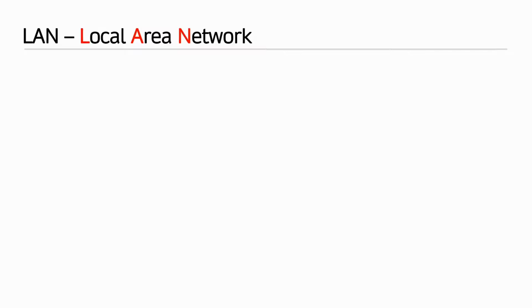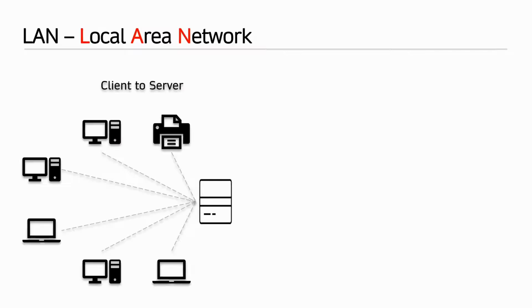There are two different types of local area network. One is client to server configuration. In this case, all client hosts are directly connected to a centralized server that is providing different services, applications, maybe databases, and user management.